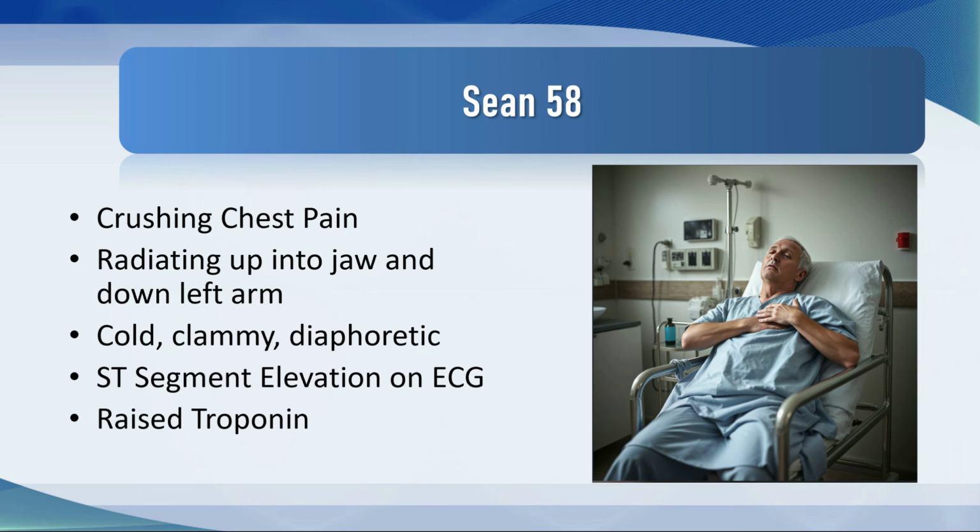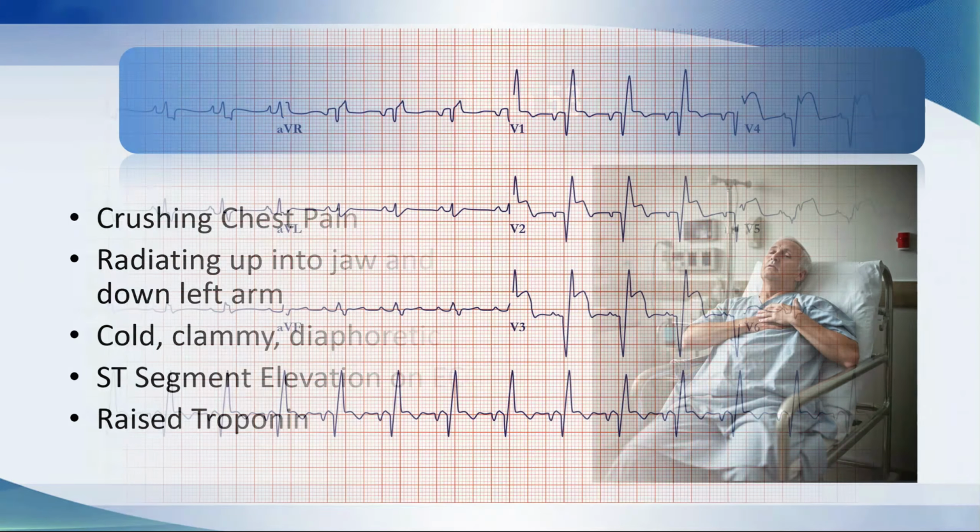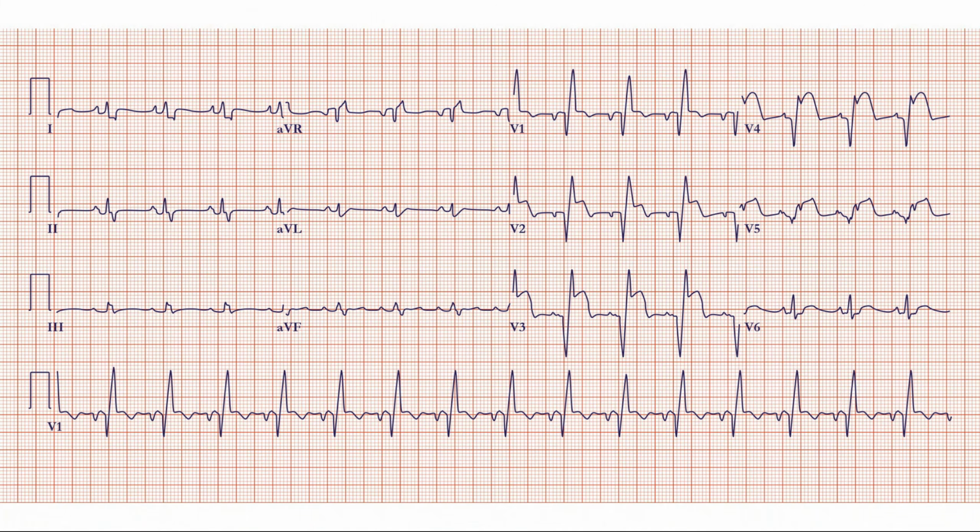Sean is 58 years old and he's presented to the emergency department with crushing chest pain. It's radiating up into his jaw and down into his left arm. He's cold, clammy and diaphoretic. On his electrocardiogram, his ECG, there is ST segment elevation. He also has a raised troponin. This is his ECG. Pause the video and have a look at it.